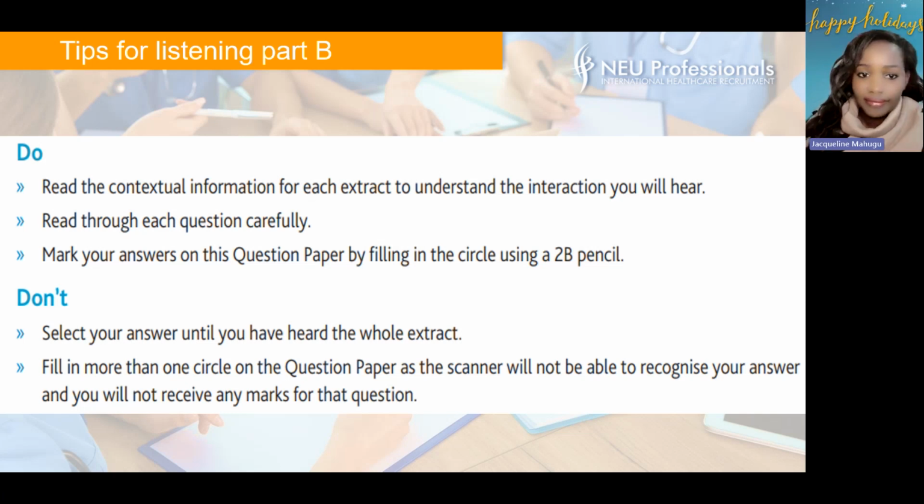So then read through each question carefully. That sounds obvious, but this is always a problem for people. So read the question carefully because you need to know what to focus on. For example, the question might be, what is the plan for the patient today? So in the audio, I don't know if you listen to that question.